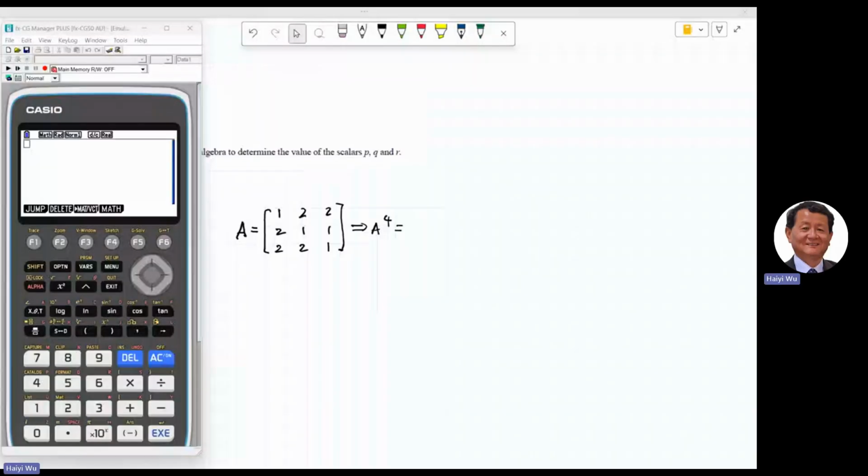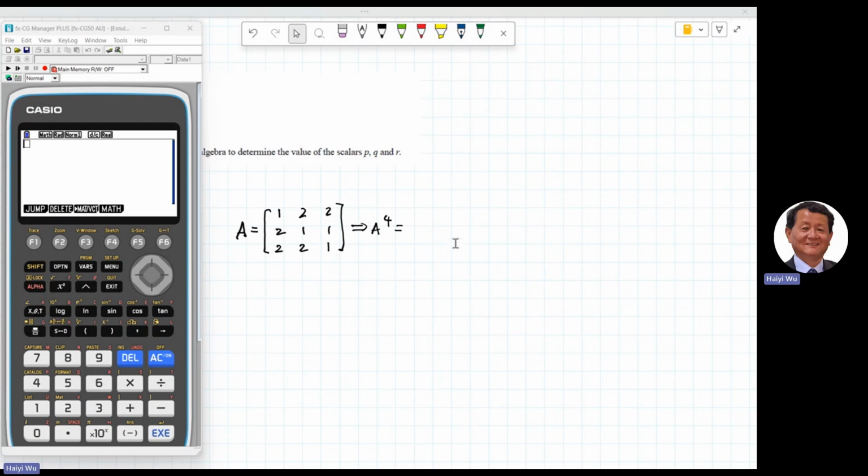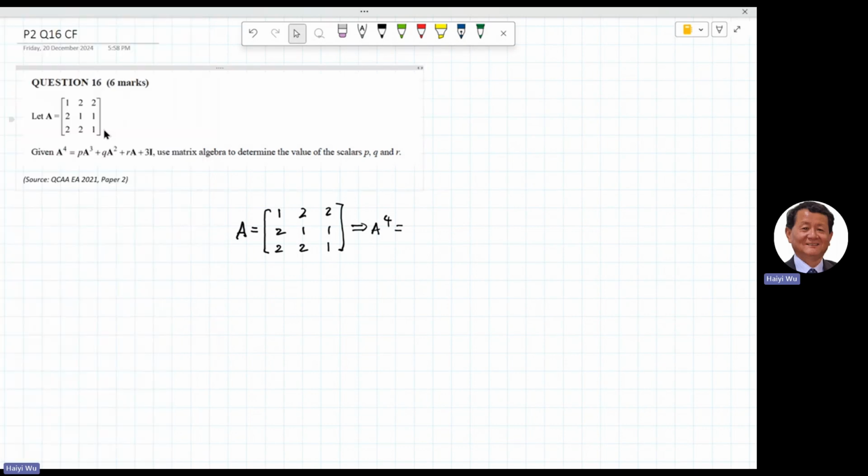Okay, welcome back. Today we're going to show you how to use a CASIO graphics calculator to solve a matrix question. So you're using matrix algebra to solve for unknown scalar quantities. Let's have a look at the question. We've got A, a 3 by 3 matrix.